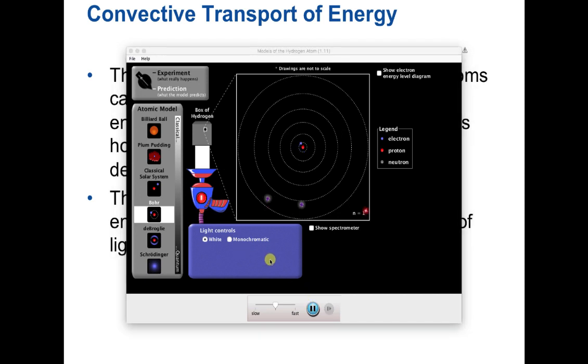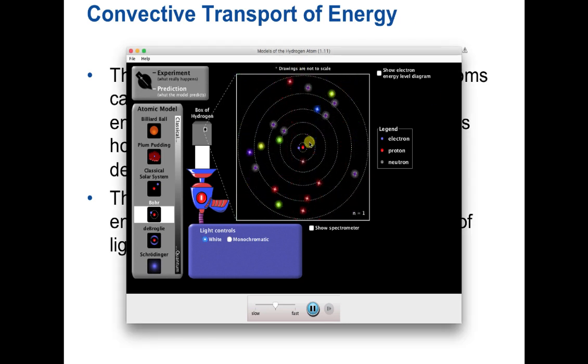So we start this, and there goes all of our light. Oh, there goes the electron. It goes up there, and it's orbiting around. And now let's see if it absorbs something. Oh, there it goes again. It absorbed, oh, and it emitted something. So you can see how the atom will absorb certain colors and emit other colors.